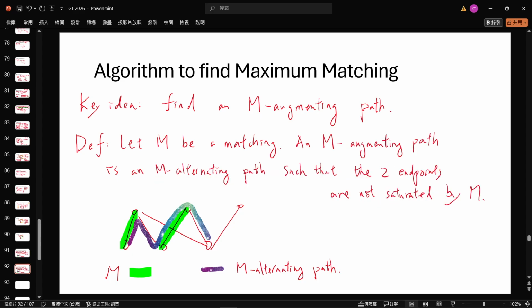Right, so the difference between augmenting and alternating is that the two endpoints of the path, the first vertex and the last vertex, cannot be saturated by M. And what does saturated mean? Saturated means that the vertices are matched by the matching.